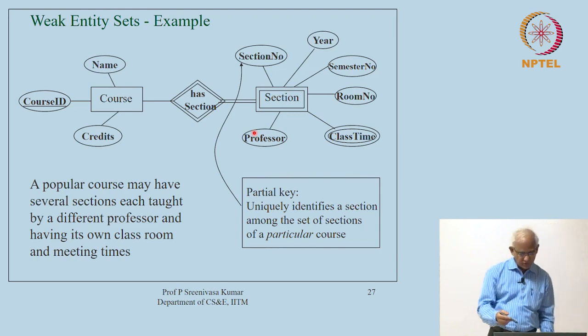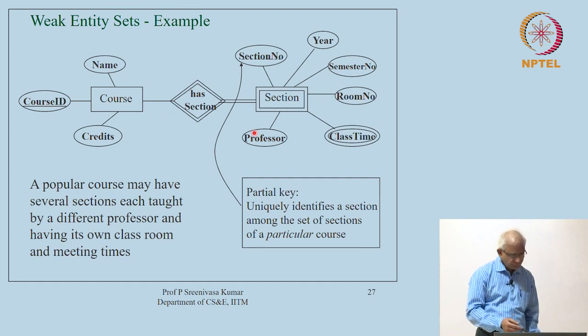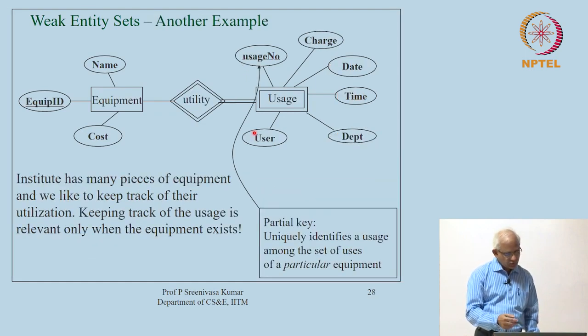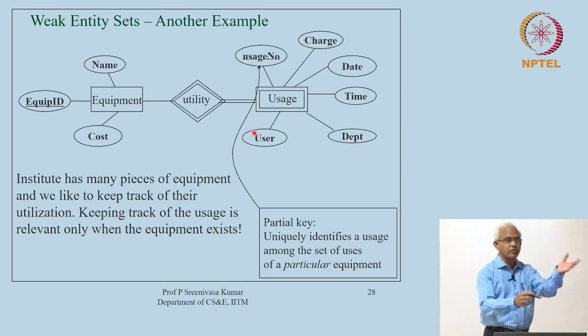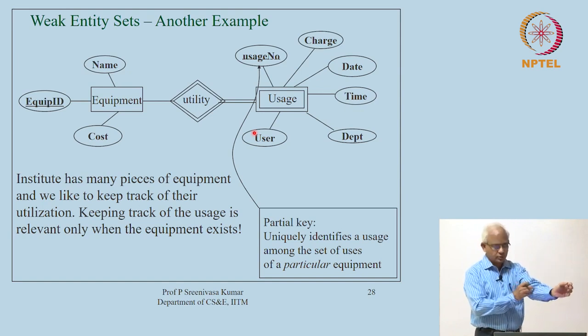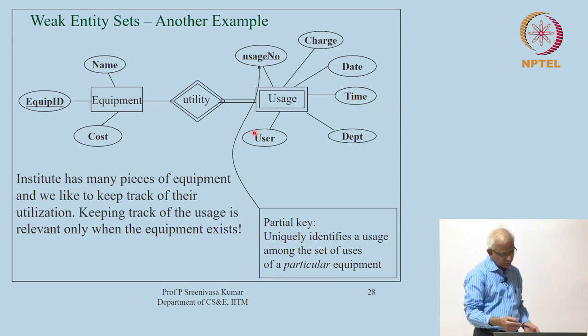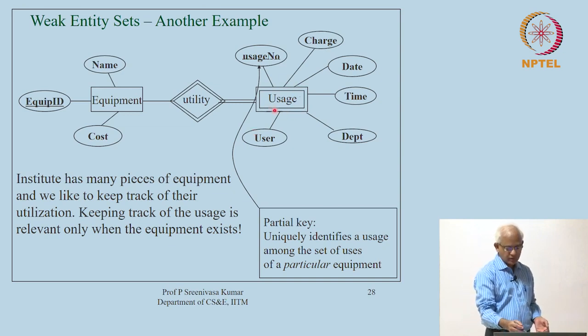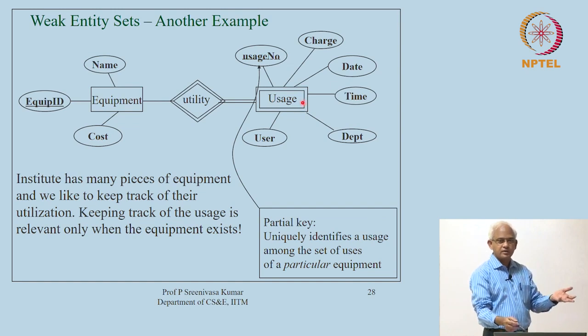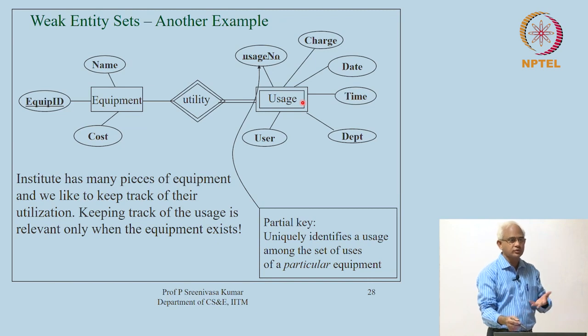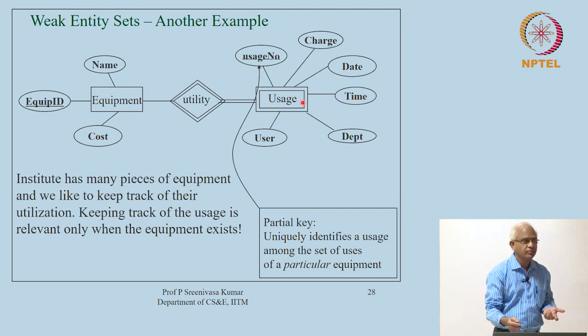Now, let me give another example. The institute has many pieces of equipment which are used for scientific experimentation and things like that, and we would like to keep track of their utilization, who is using it and when they are using it and things like that. So, usage of a particular equipment is best modeled as a weak entity. Unless the equipment exists, there is no point talking about the usage of that equipment, right.